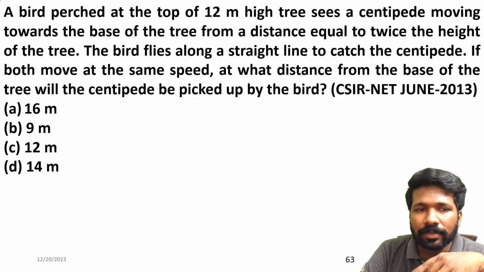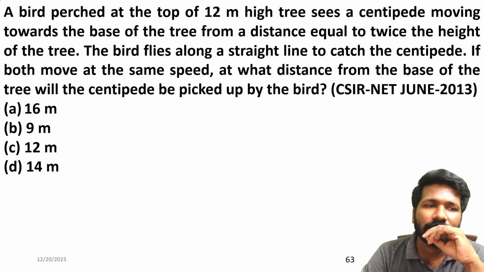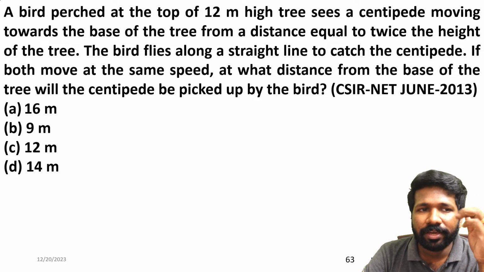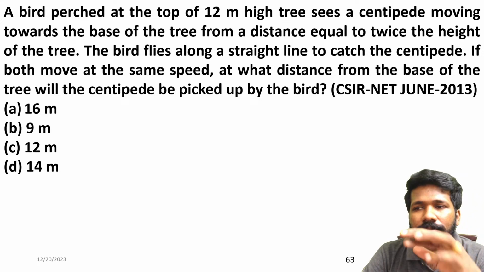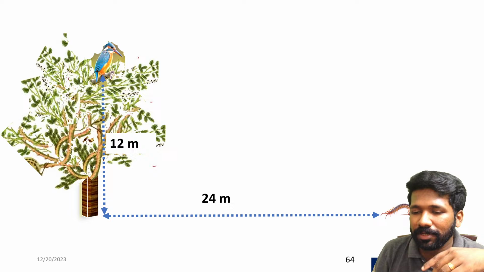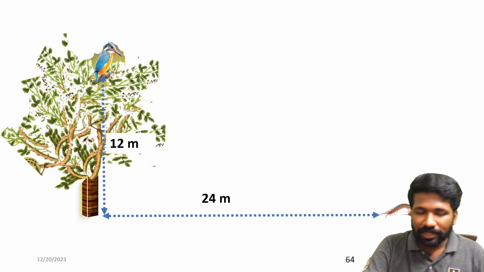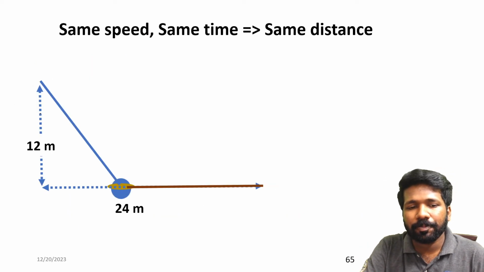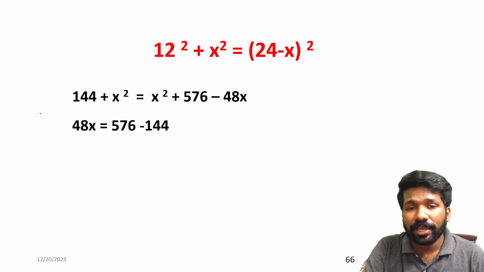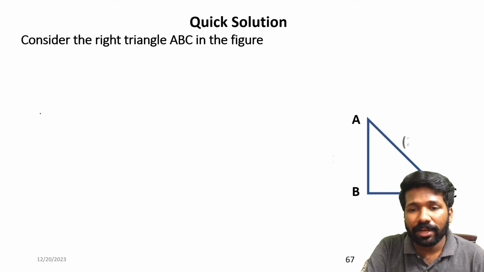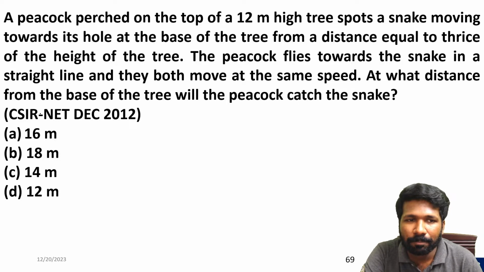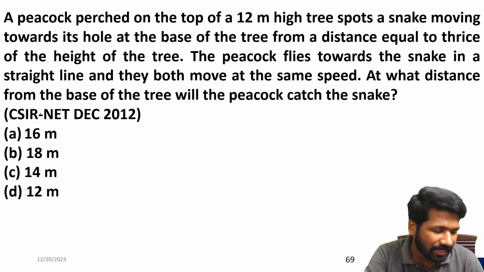And this is again the same type. A person aiming at the bird; in the same way a bird is aiming at a centipede, like this. The image of the centipede I have given here. So this picture explains this situation also. Go through it. The same question was asked in another NET exam, where instead of bird and centipede, it was a peacock and a snake.